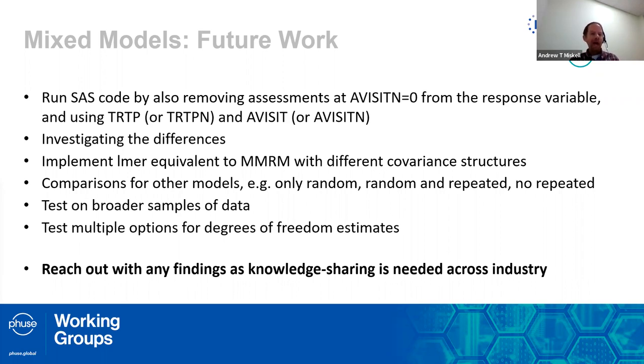We need to look at what happens when we add in random statements, if we add in random values, or we have repeated measures. We have a lot more work to do on this. This is the tip of the iceberg. We also need to test on a lot more broader samples of data, bigger sample sizes, smaller sample sizes, to see how everything reacts and behaves in different scenarios. And especially more work is needed in the degrees of freedom area.